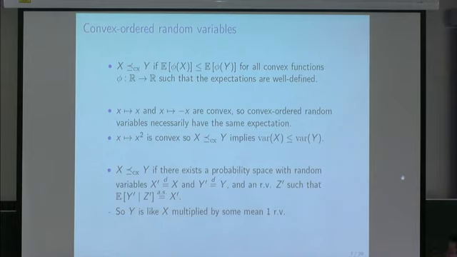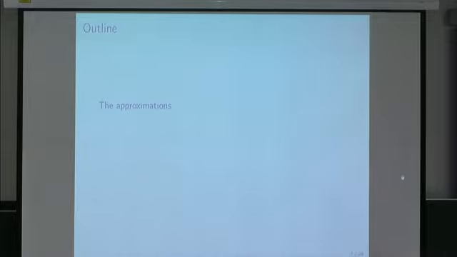The more interesting intuitive thing somehow is that X is convex ordered with respect to Y if there exists a probability space with random variables X prime, Y prime, and another random variable Z prime. X prime is equal in distribution to X, and Y prime is equal in distribution to Y. And you can write that the expectation of Y prime given Z prime is equal to X prime, right? So in some sense, you could think of the original Y as being like X multiplied by some mean one random variable. So it's necessarily more random in some sense, because you take one random variable and multiply it by another random variable. Okay, so that's just the setup.